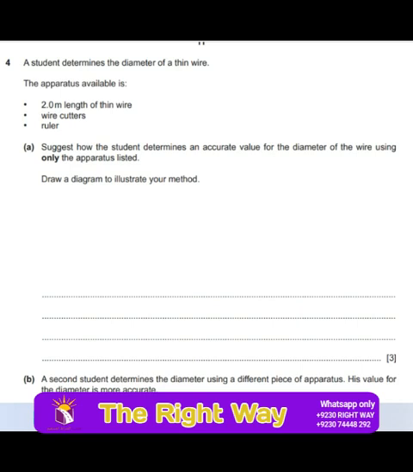First of all, we are going to cut our wire into 5 to 10 pieces and place them like this. Then place the meter rule below them and calculate the total length of the cut wire, and then divide our value by the total number of wires which we have cut and placed horizontally.